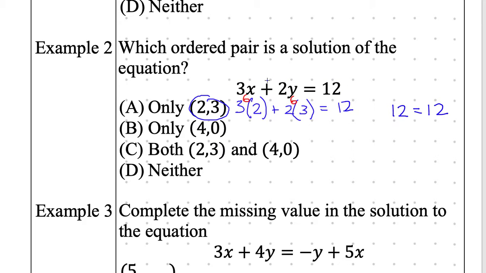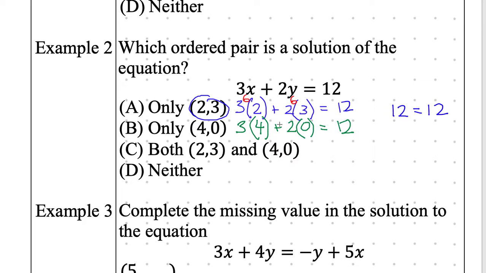All right, who wants to do (4, 0) for us? Who still has their card? I saw Ulysses first with his card. 3 times 4 plus 2 times 0 equals 12.